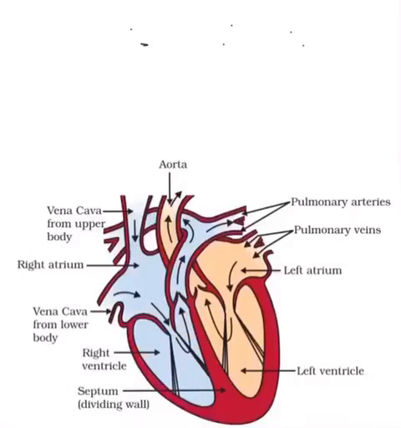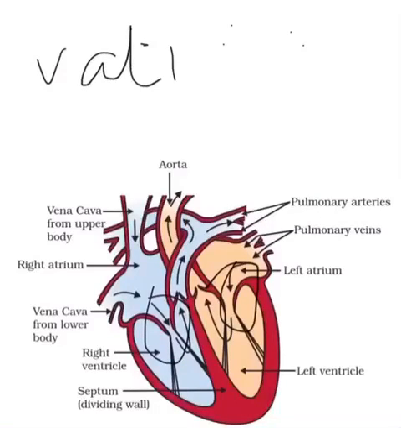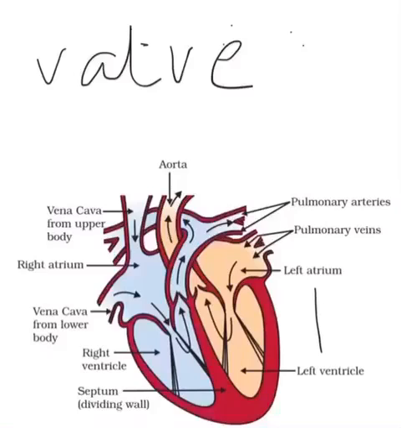Now you can see that there is a valve-like structure here, that is a kind of tap. This valve is a kind of tap-like structure between the atrium and the ventricle. The role of this valve is that when the blood is flowing from the atrium to the ventricle, it does not go back. It will go only from atrium to the ventricle.